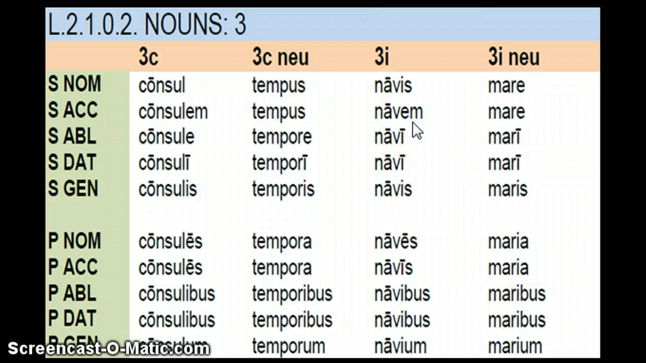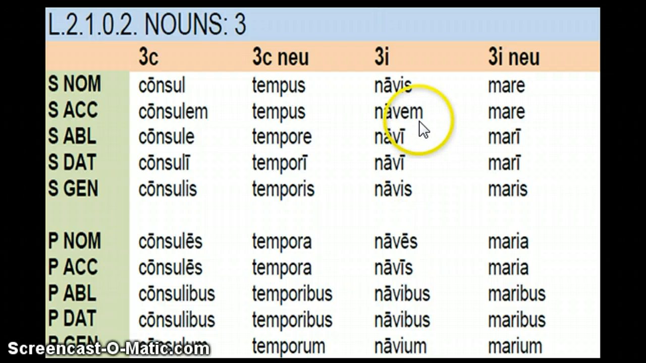So let's look at the 3I and compare it with the 3C. So you have an IS in the nominative and the genitive. Well, how will you tell the difference? Well, if it's a subject phrase or apposite or equational phrase, it ends in IS. If it's a genitive possessive, it ends in IS. So you'd have to see the context.